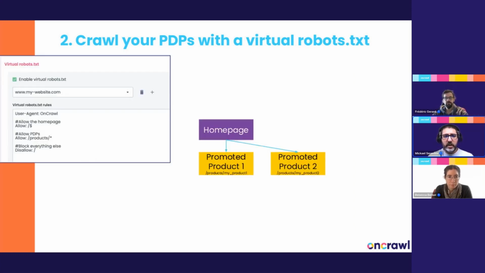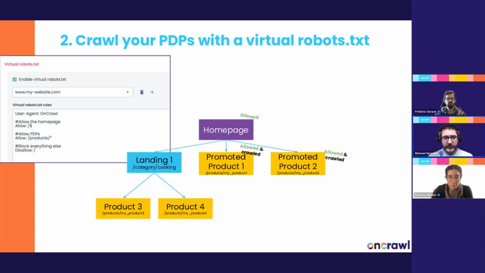Let's see how it will look with the basic structure of a website. We'll start crawling from the home page. Remember, the home page is allowed, and on the home page we have some promoted products, product 1 and product 2. So the home page will be allowed, and promoted products 1 and 2 will also be allowed and then crawled because they match the URL structure.